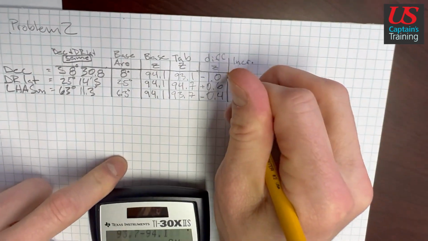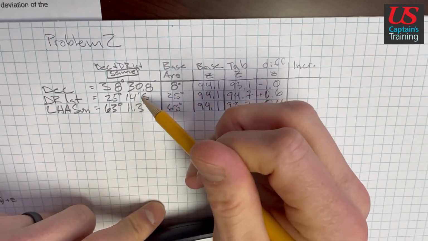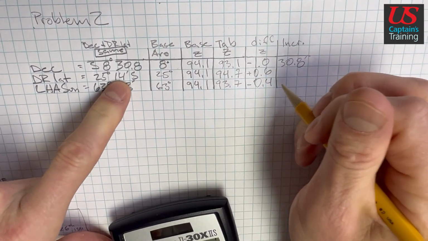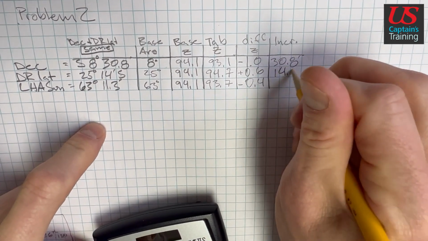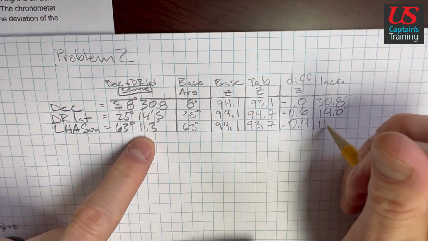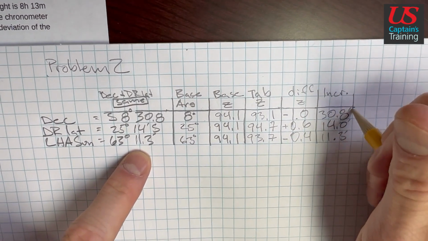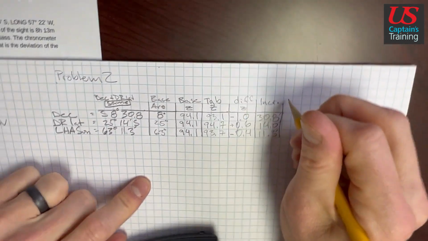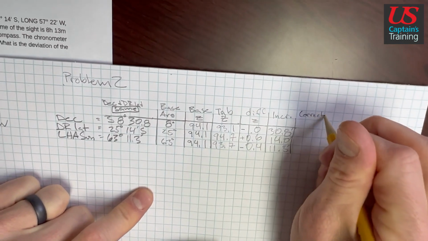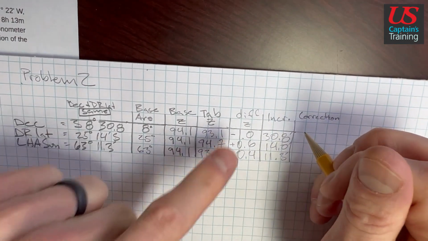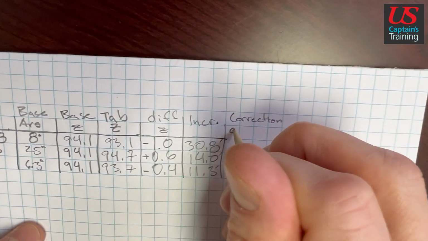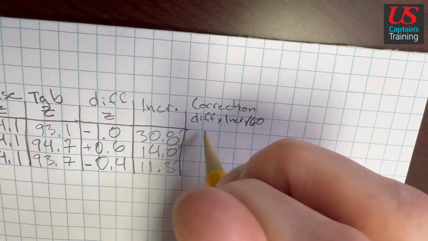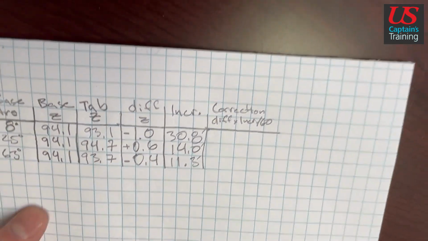And increments are just these, the minutes. So 30.8 and 14 and then 11.3. These are the increments. Now we need to figure out the correction. And the correction is found by the difference times the increments divided by 60. So diff times increments divided by 60 will give you the correction. So let's work those numbers.